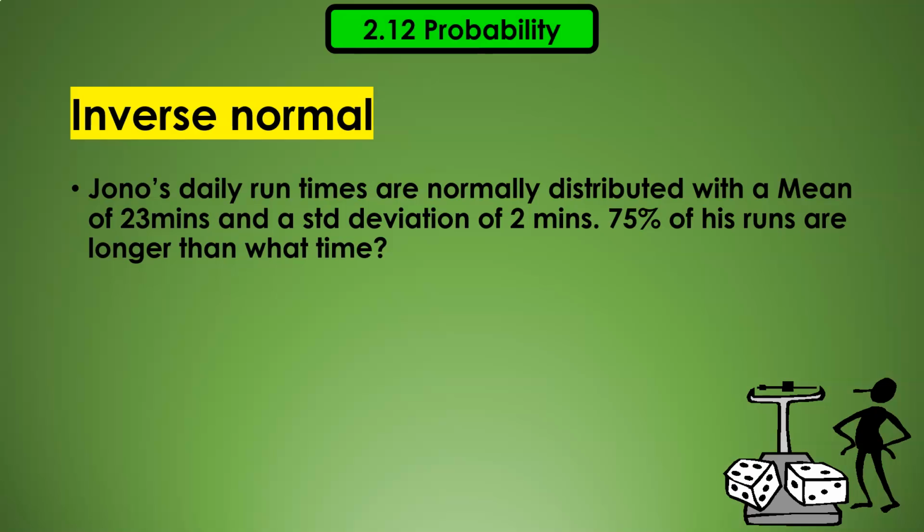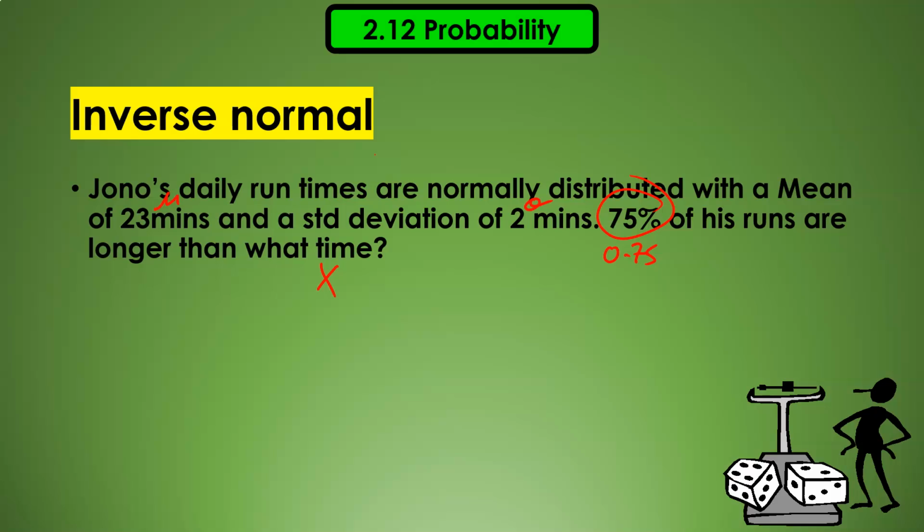So today's problem we're going to look at is Jono's daily run times are normally distributed with a mean of 23 minutes and standard deviation of 2 minutes. 75% of his runs are longer than what time? So the key thing is we should recognise that 75% has been put in there. Obviously we don't think of it as 75%. We think it is 0.75 for the purpose of using our table. The other key things is we've got our mean, we've got our standard deviation. The value we are missing is the x.